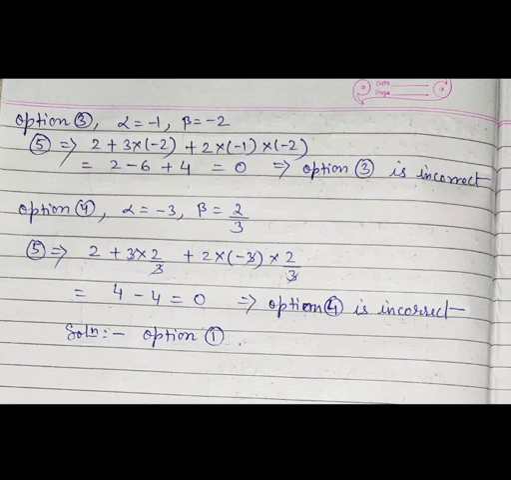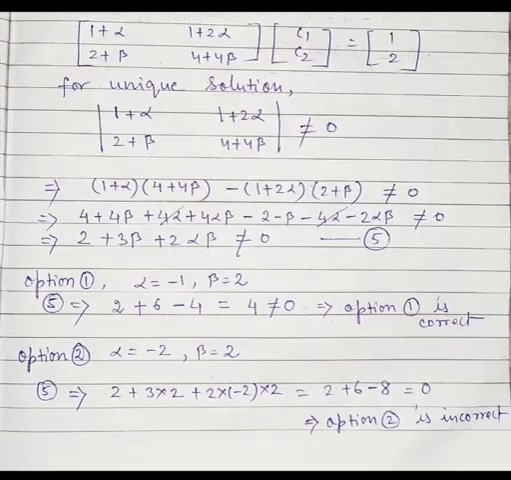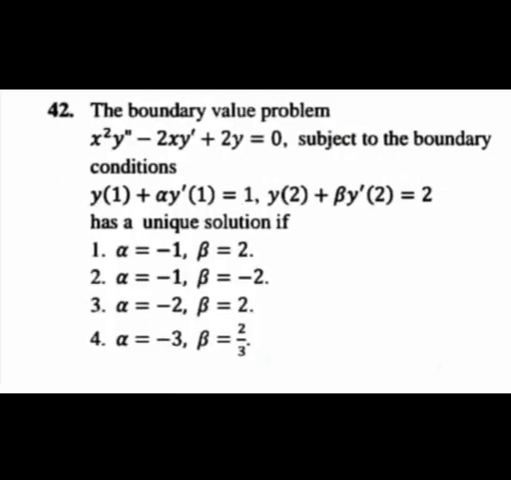So we can say that option 1 is correct. So let's see the option. Option 1, alpha equal to −1, beta equal to 2 is correct, and the rest of the 3 options are incorrect.